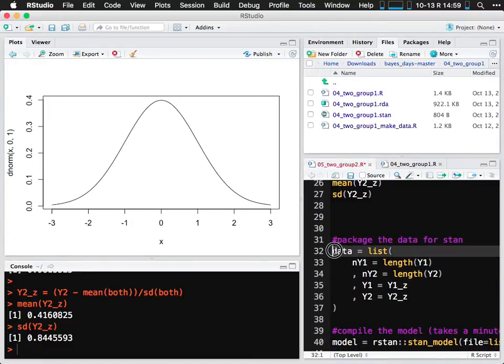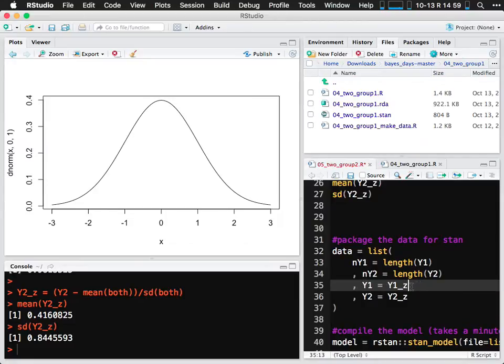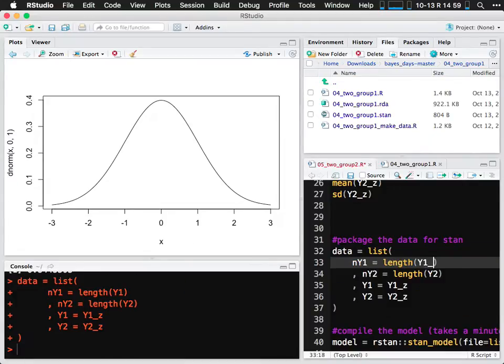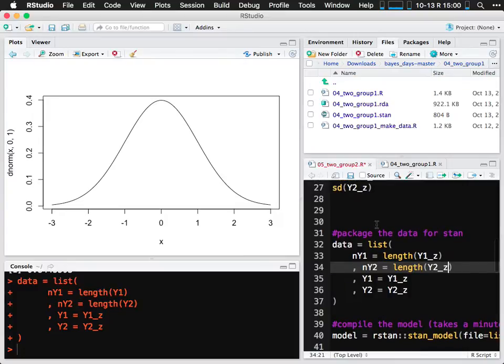Now when we package the data, we need to remember that previously the code had y1 equals y1. Now we want y1 equals y1z, y2 equals y2z. So that creates that little package for Stan. Do you not have to do that for length? I guess it'd be the same. It would be a good idea. They're going to be the same length no matter what, because the scaling didn't change the length, but good idea.